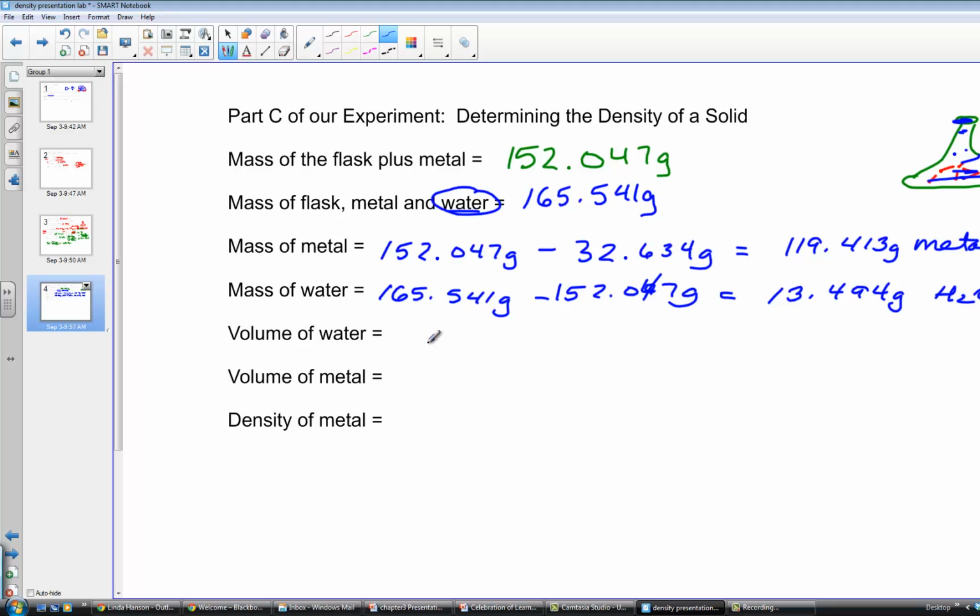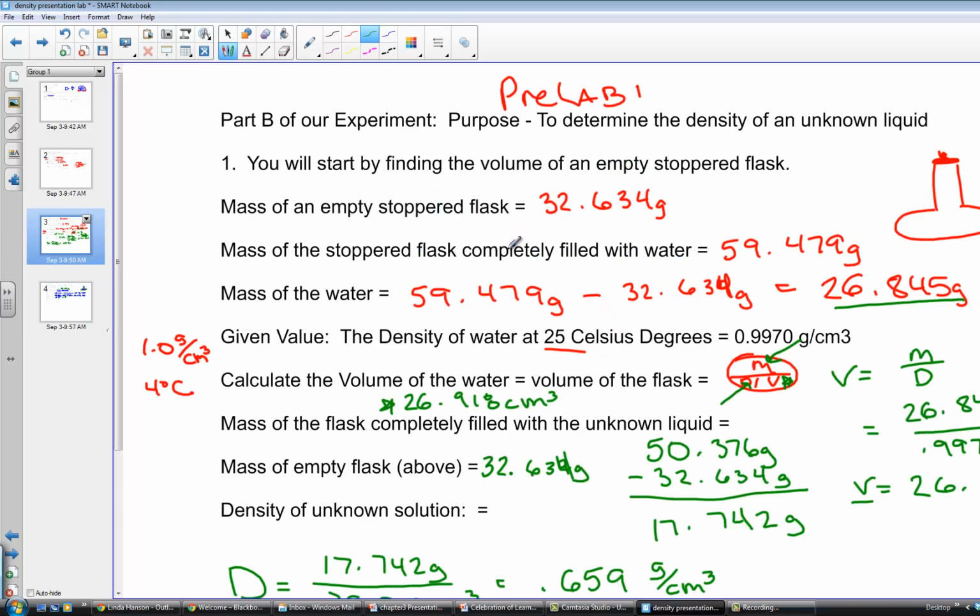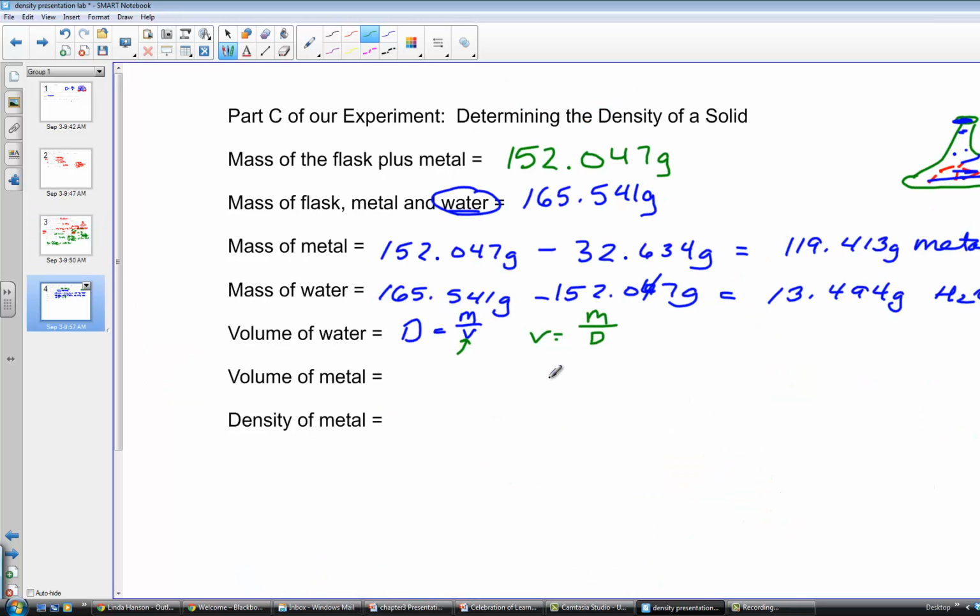What must be the volume of the water? Well, remember our density formula. Density is the ratio of mass per unit volume. If I'm looking for the volume of the water, I'll rearrange my algebra, and we can see that it's found by taking mass over density. Previous slide. Remember what we called the density of water? It was a given quantity, 0.9970. We're going to use that again here.